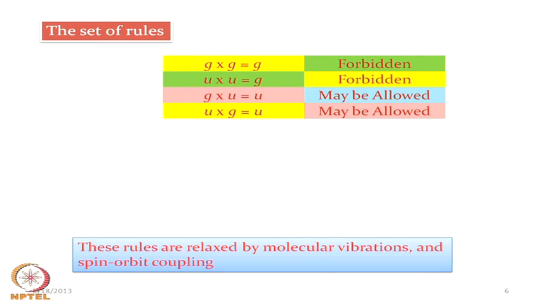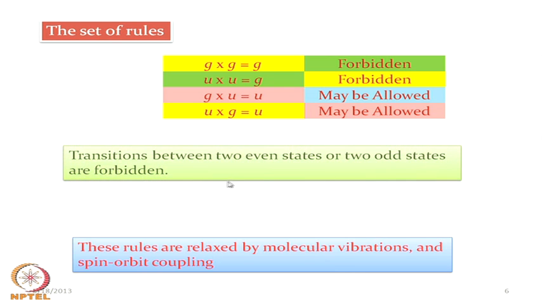So, the set of rules we have now is that g to g is forbidden. So, for a g to g transition, the product g times g is g, and u times u is also g. So, these are two forbidden transitions. But for g to u the product is u, and for u to g the product is also u. So, in these two cases, when the products are u, that means uneven or odd, they may be the corresponding allowed transitions. So, transitions between two even states and between two odd states are forbidden.